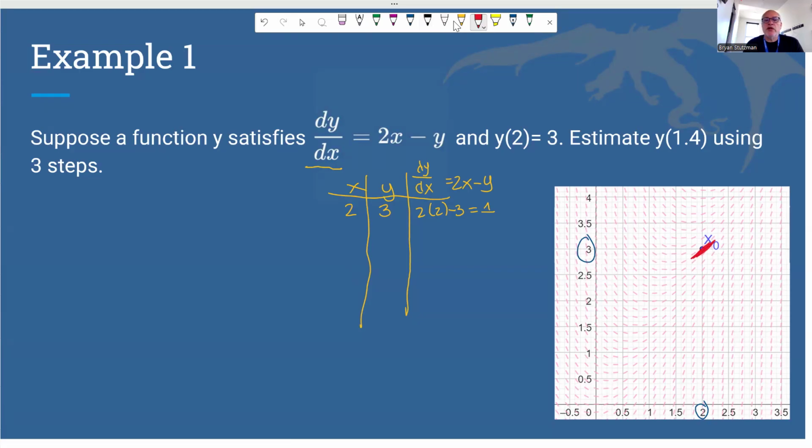If I plug in a different point, let's say x equals 1 and y equals 2, the slope should come out to be 2 times 1 minus 2, which is 0. And we notice that when x equals 1 and y equals 2, the slope is 0. Or if I put in a point x equals 0 and y equals 3, the slope should be 2 times 0 minus 3, which is negative 3, which we see right here. These little red lines are showing the slope at any point.